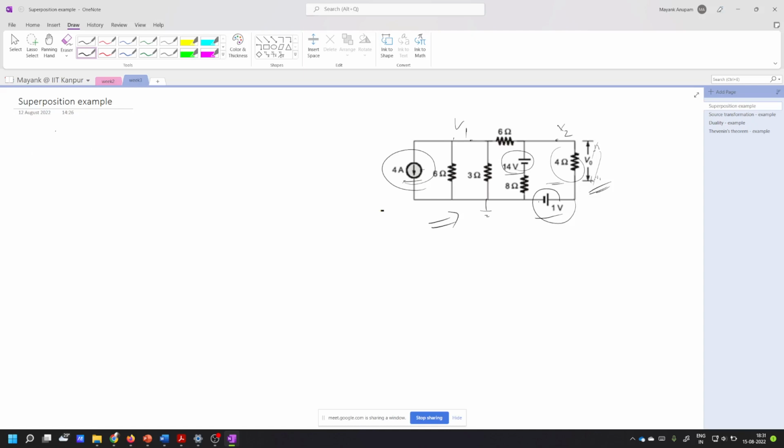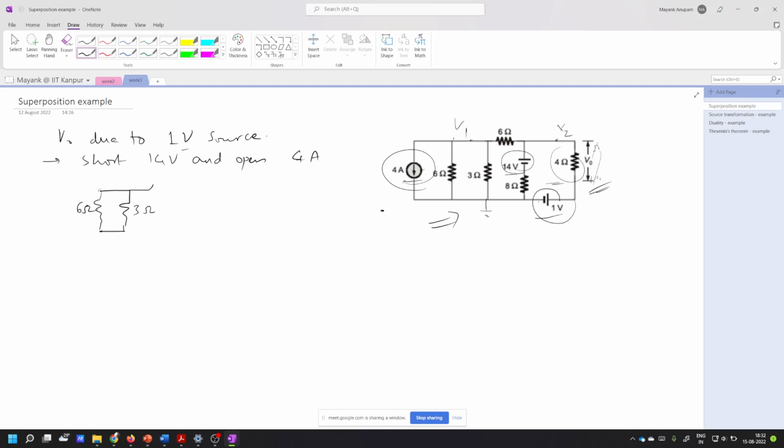Let's say first I will find the voltage due to V naught, that is, due to the 1 volt source. In that case, you short the 14 volt source and open the 4 ampere current source, right? Yes. If you have any doubt, then just stop me and ask. Now how will my circuit look? This is 6 ohms. This is 3 ohms.